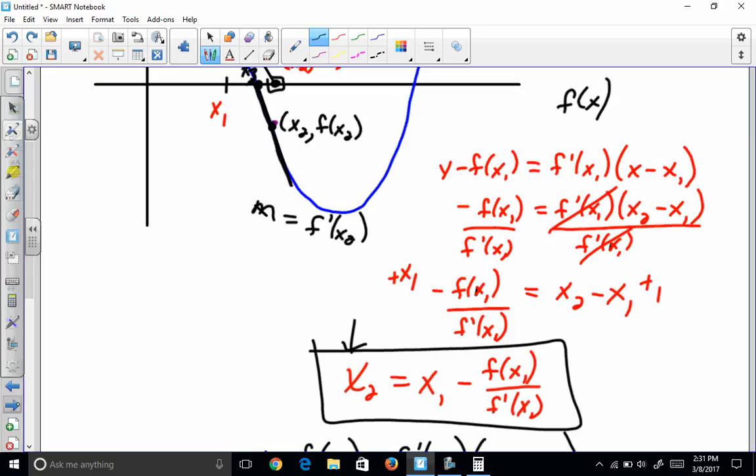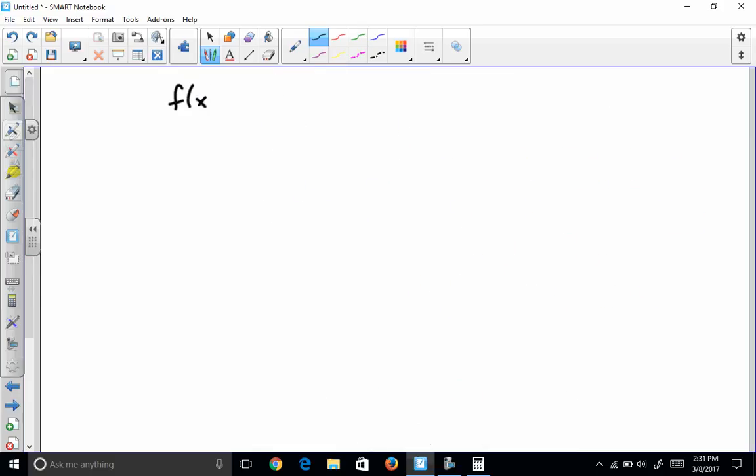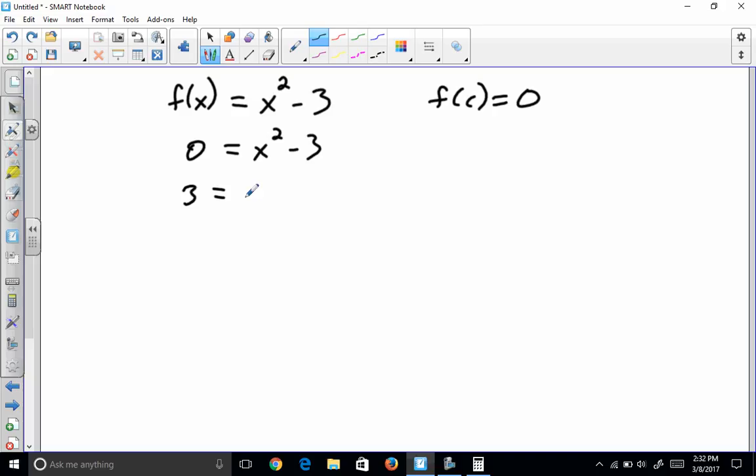So let's work out an example. Suppose we have some function, x squared minus 3, and we want to determine a 0 of this function. What is some number that makes our function 0? Now, we could solve that algebraically. Add 3 to both sides, so the values are plus or minus the square root of 3.